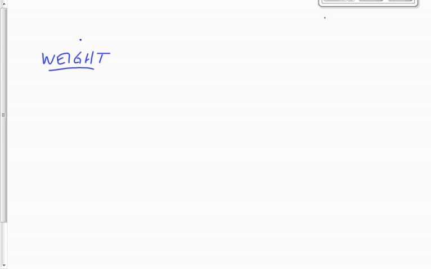We defined weight as what? The force of gravity acting on an object. Let's differentiate that from mass. Force and mass are two different things. Mass is the amount of matter that something possesses, essentially the number of atoms, and that's going to be the same no matter where you are in the universe.